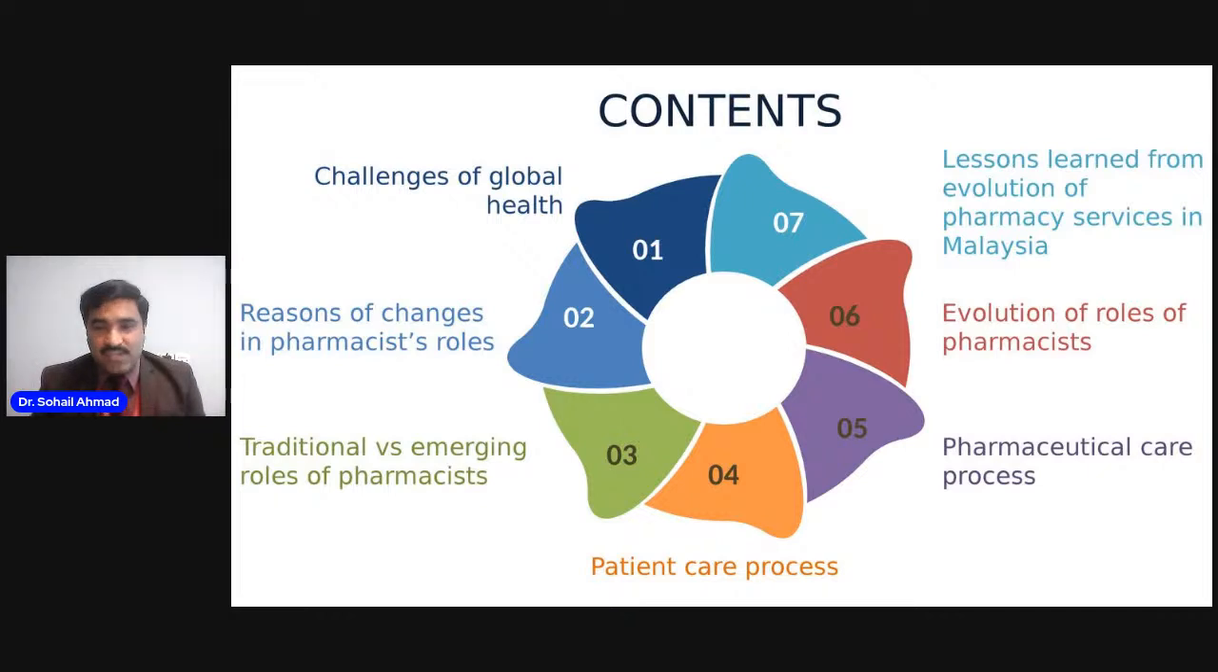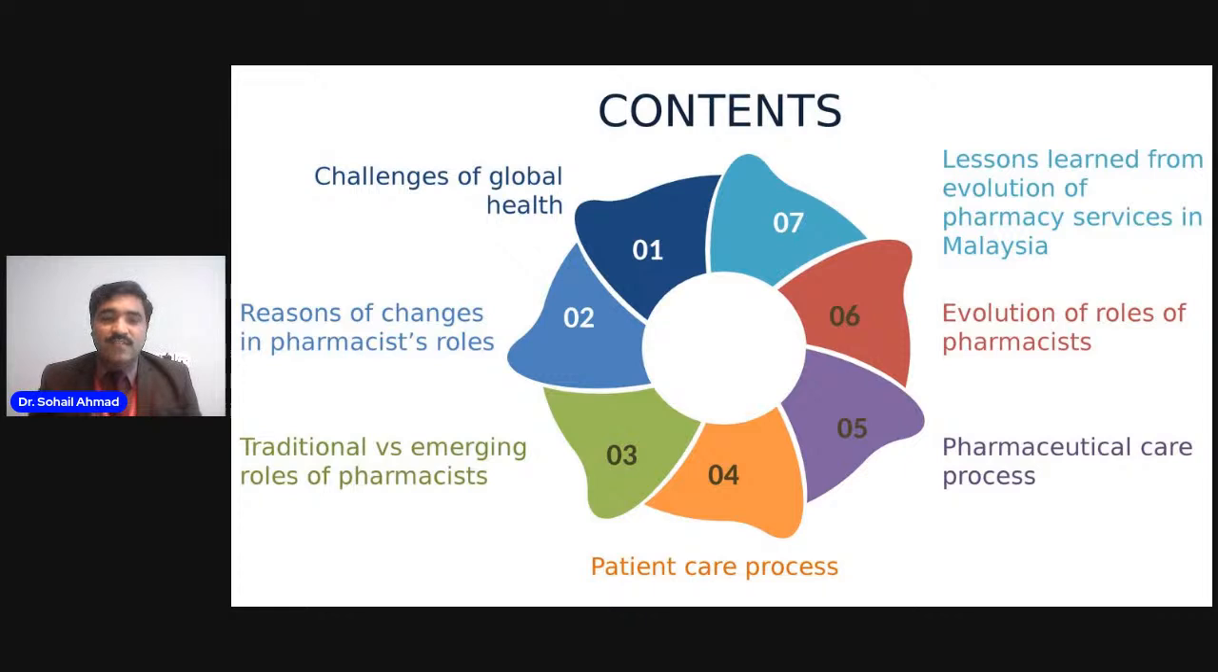The next will be the patient care process, the pharmaceutical care process, the evolution of roles of pharmacists, and lastly, the most important section that I'm going to discuss with you: the lessons learned from the evolution of pharmacy services in Malaysia. It's a very good case study, and we will see how pharmacy services have evolved in Malaysia.